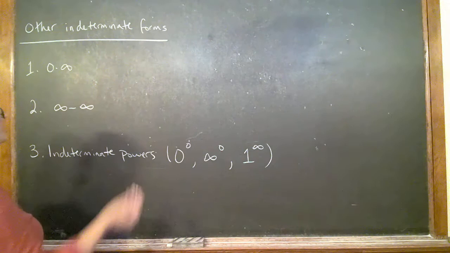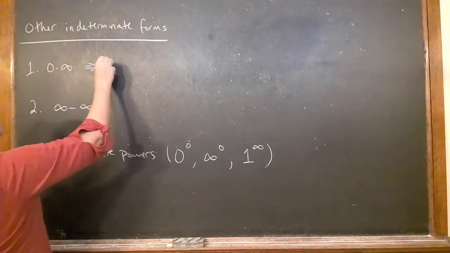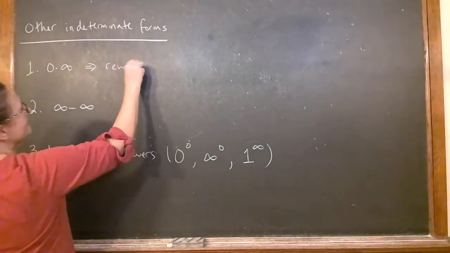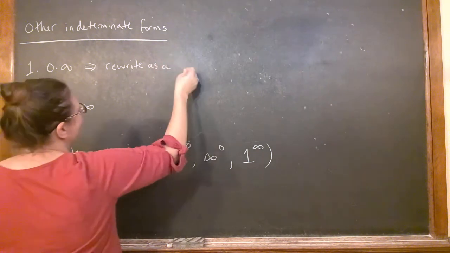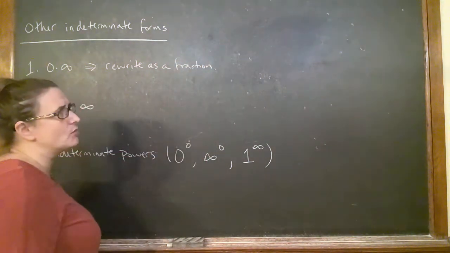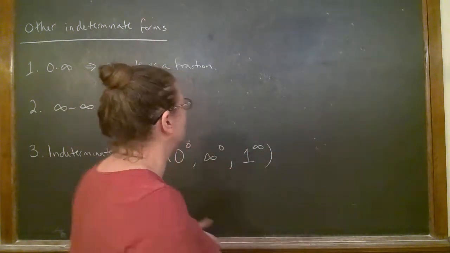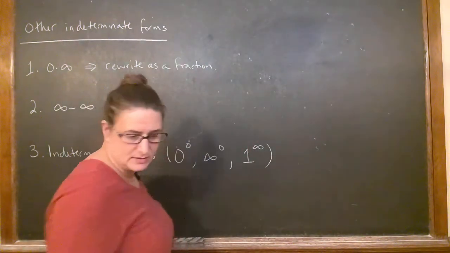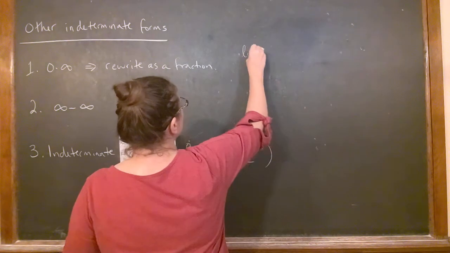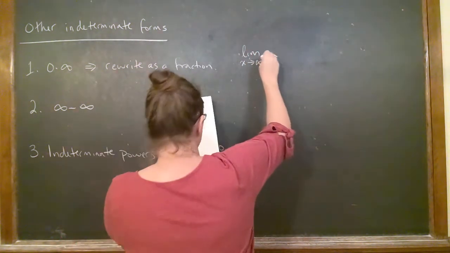For this, you're going to just simply, whatever the best you can, rewrite it as a fraction. Often, it's a situation where you can take one of the functions and turn it into a fraction, or put it in the denominator. Like, for example, I had this one similar to what we did in the end of the other example.